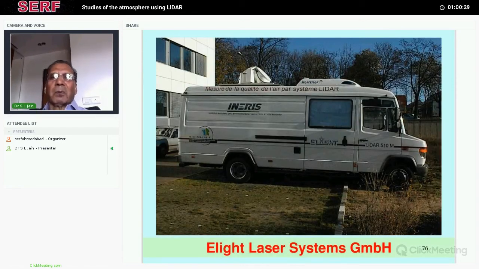This is a vehicle based system where they mount the whole system inside the vehicle, and they have a telescope here, and they send the beam into the atmosphere and receive the signal here, and all electronics and everything is inside. So that's a very good thing. PRL has one, and they can take it to different places and take measurements depending on their requirement. At NPL, I also ordered a vehicle, but it took maybe 3-4 years to get it, and maybe till today they have not got the vehicle, maybe stuck somewhere in accounts.